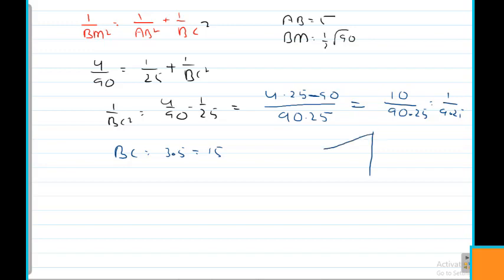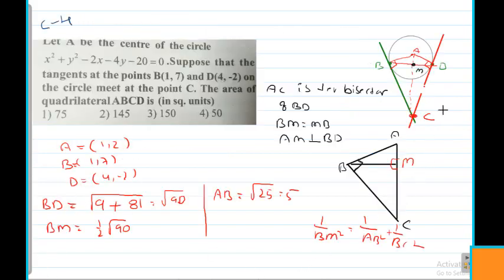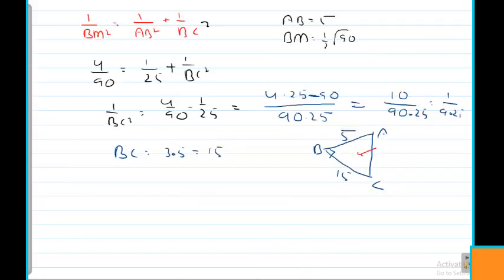Again I want to draw the right triangle. This is A, this is B, this is C. Now this side is 15 and this is already 5. The area of this right triangle into 2 gives the area of the total quadrilateral. The triangle area plus this triangle area gives the total quadrilateral area, so I just want to find the area of this triangle and double it.